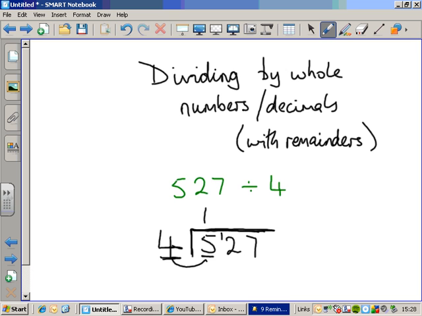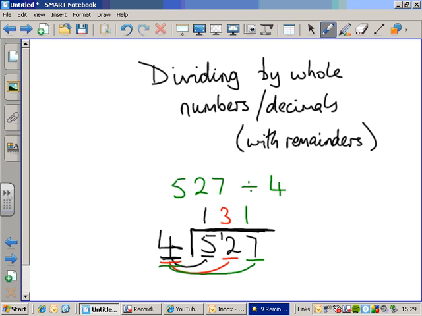And I'm used to putting my remainder there in front of the next digit to make 12. And then I say to myself, okay, how many times does 4 go into 12? And the answer is 3 times exactly. And then I say to myself, okay, finally, how many times does 4 go into 7? And the answer is it goes in once, but I have 3 left over, don't I?